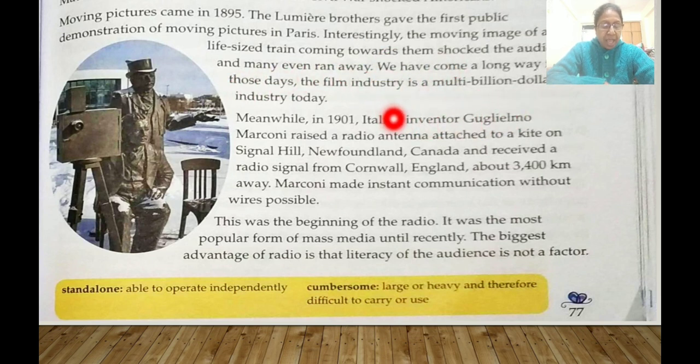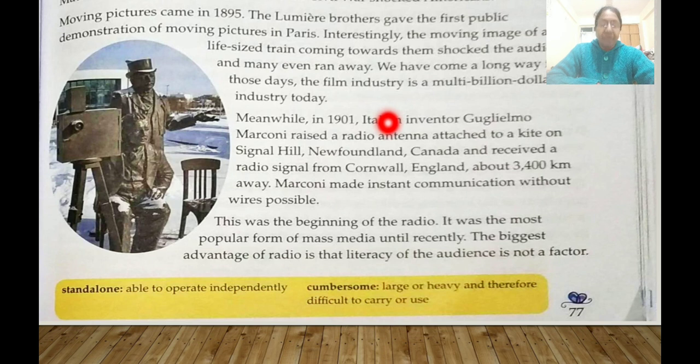What funny thing happened when people witnessed the first moving pictures of a train? When people witnessed the first moving pictures of a train, they were shocked and many ran away from the theatre. How is the film industry faring today? It is a multi-billion-dollar industry today. So it's faring very well.